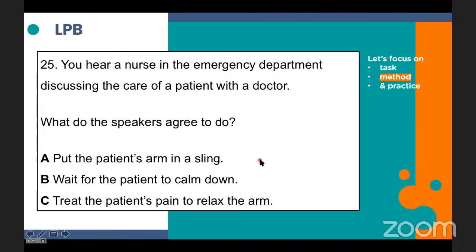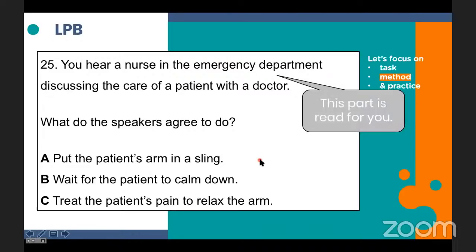Now, the method is, well, this part is read for you. So he will say, you hear a nurse in the emergency department discussing the care of a patient with a doctor. Okay, here's where you need to really understand who the speakers are going to be.